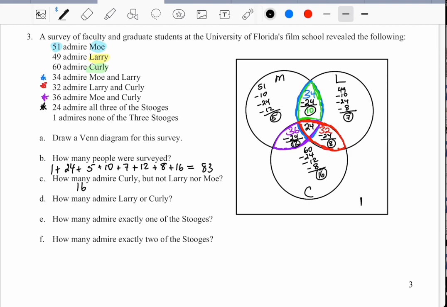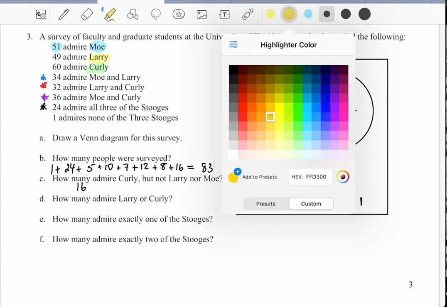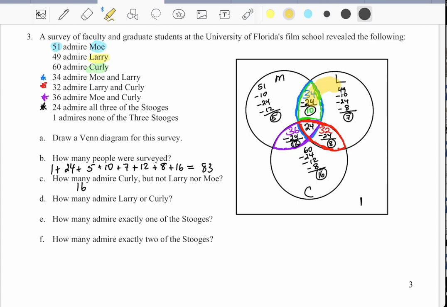How many admire Larry or Curly? Larry or Curly would be anyone in the sphere of influence between Larry and Curly. So it could be Larry all by himself, Curly all by himself, or anybody in the middle between Larry or Curly. So this, again, goes in the category of it could get a little mind bendy, but I'm basically saying I'm gonna shade it in, but then I'm gonna unshade it. I just need to prove the point. So here's Larry.